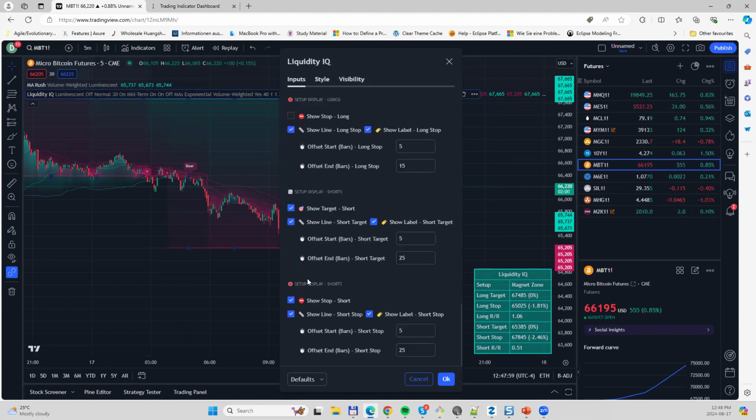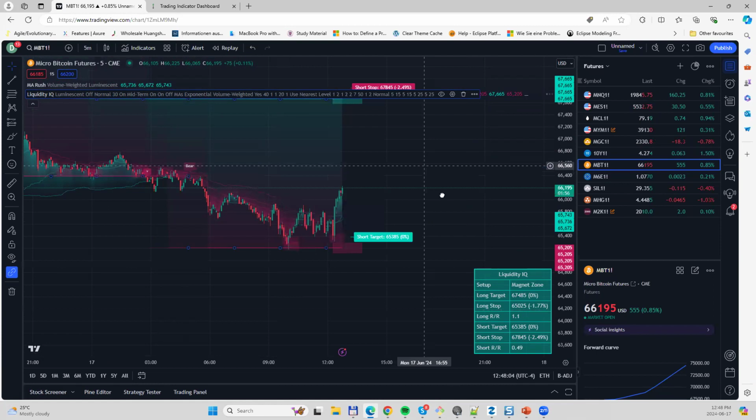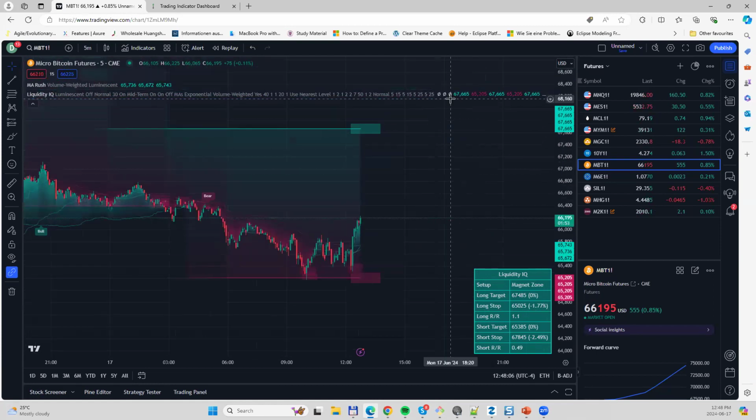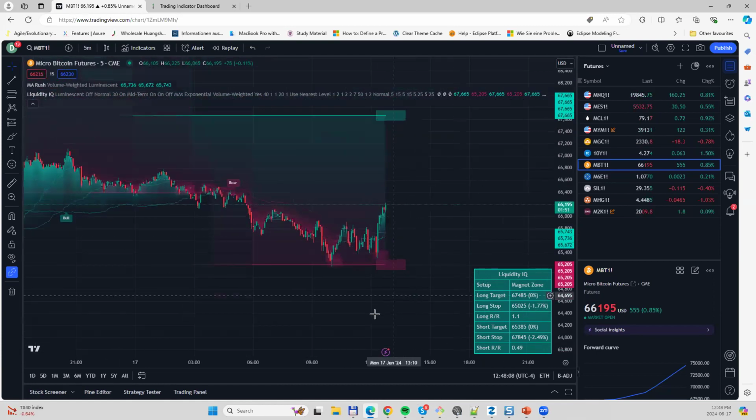Where are we? There we go. Okay, perfect. So once this is recalculated, it will no longer show these levels. And what do we see here?